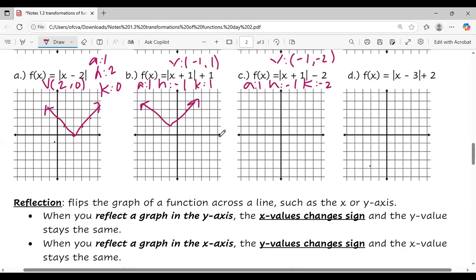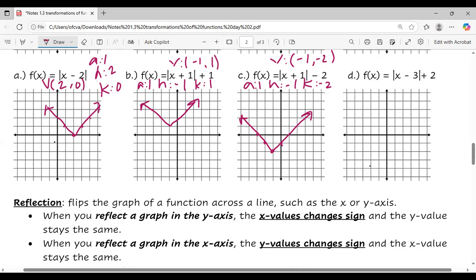They're both negative. There's no width change, so the width is the same. And there's no negative. The A value is not negative, so there's no reflection on this either. And we'll look at those eventually.